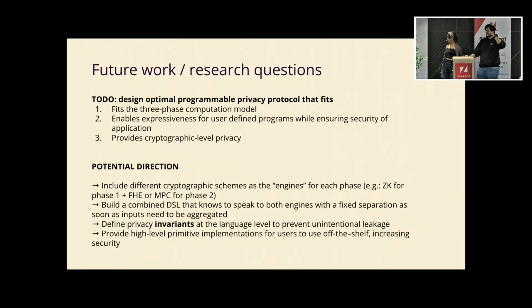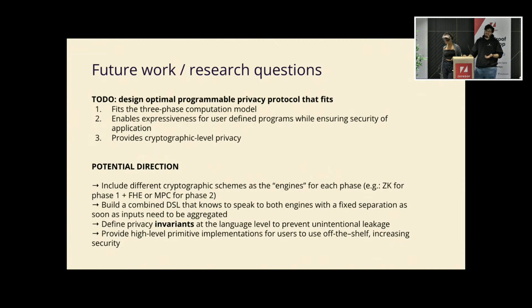Yeah, so for this, just very quickly, we dreamed about this idea for a second of building this optimal programmable privacy protocol that really fits these three requirements, right? The three-phase computation model, and enables expressiveness for user-defined programs while ensuring security of the application, right? Because sometimes when you leave very low-level programming to the user in the context of cryptography, the protocol may not necessarily be secure. I would definitely encourage anyone to ask Dara how difficult it is to ensure even a single functionality protocol that is private, how much it takes to ensure its security.